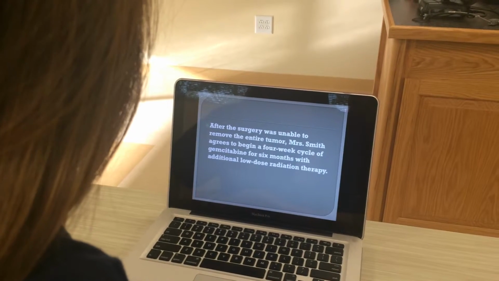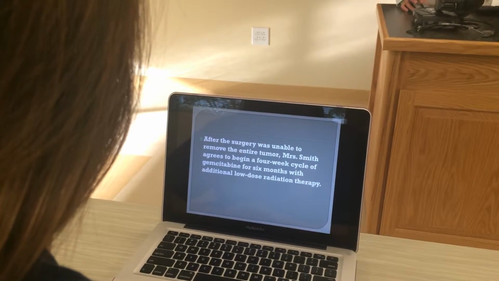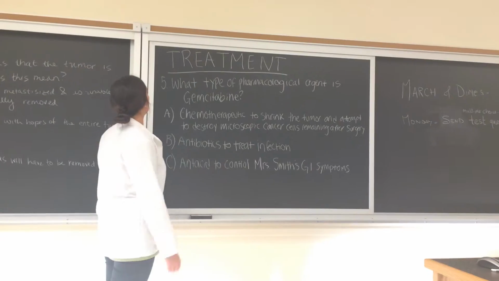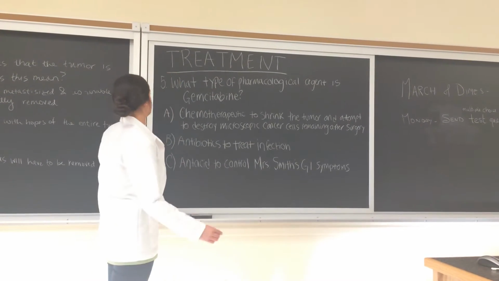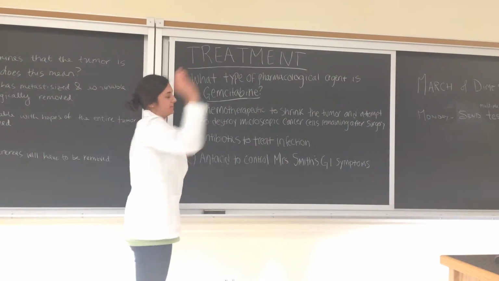After the surgery was unable to remove the entire tumor, Mrs. Smith agrees to begin a 4-week cycle of gemcitabine for 6 months with additional low-dose radiation therapy. All right, so question number 5, we moved on to the treatment portion. What type of pharmacological agent is gemcitabine?